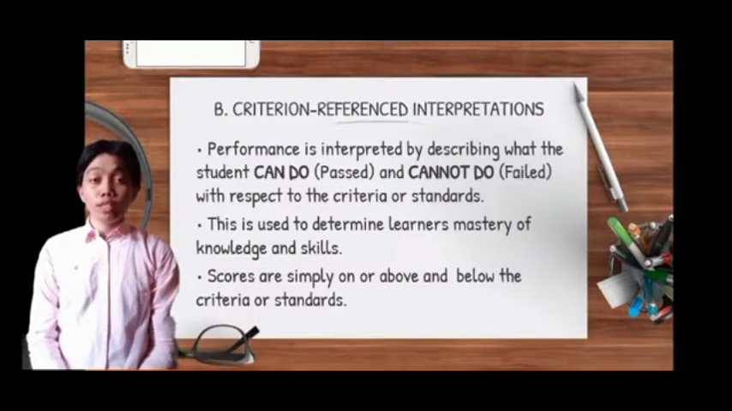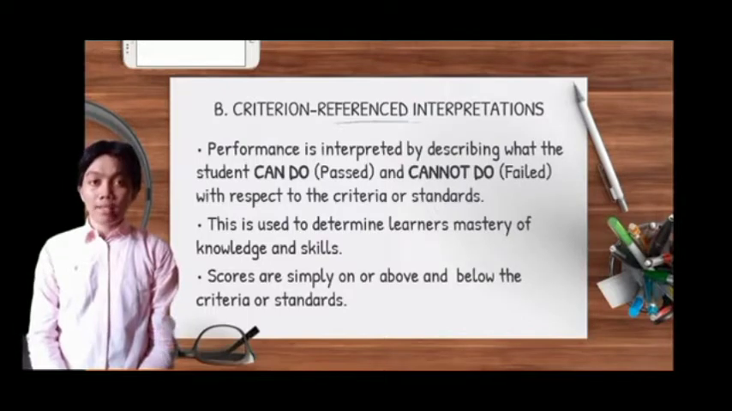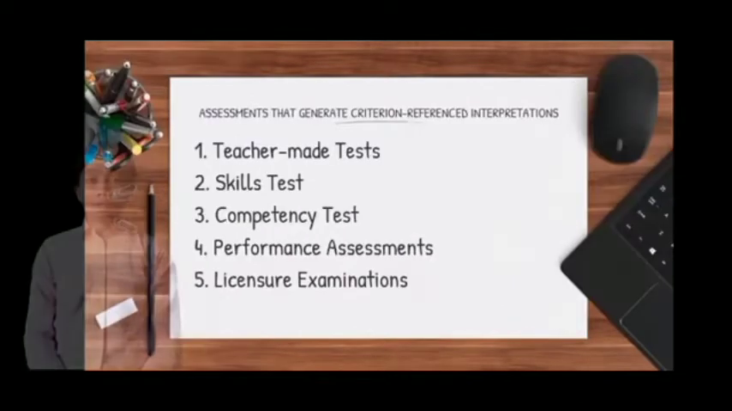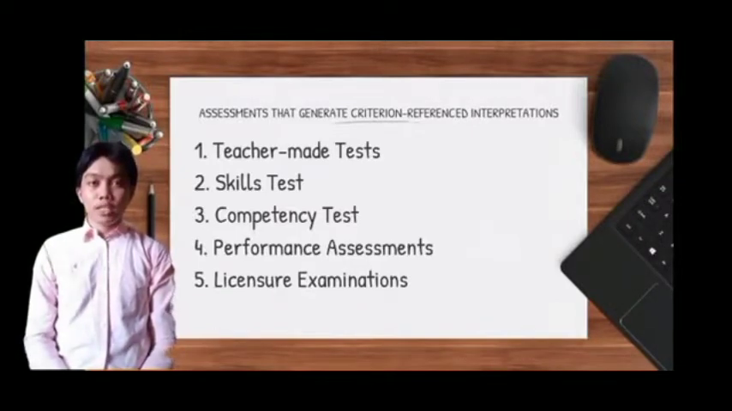This is also used to determine learners' mastery of knowledge and skills. Scores are simply on the criteria or above the criteria, and below the criteria or standards. If you are on or above the criteria, it means you passed. If you are below the criteria or standards, it means you failed. So aside from the mastery tests, the following assessments can also generate criterion reference interpretations.